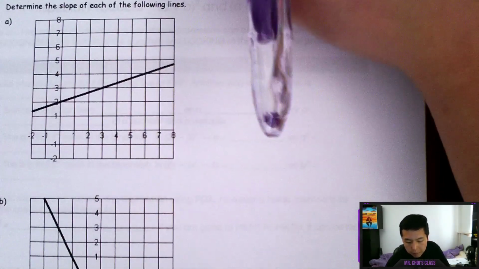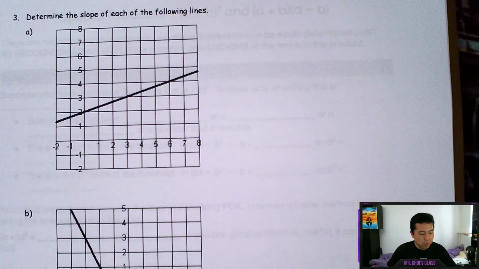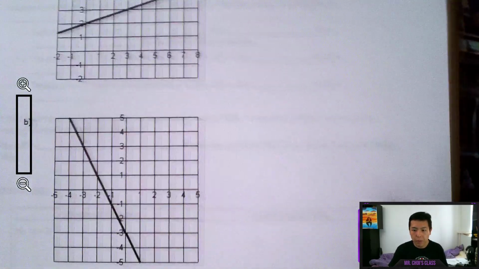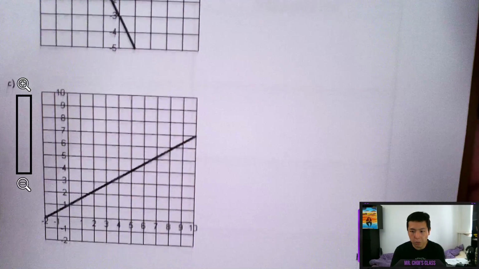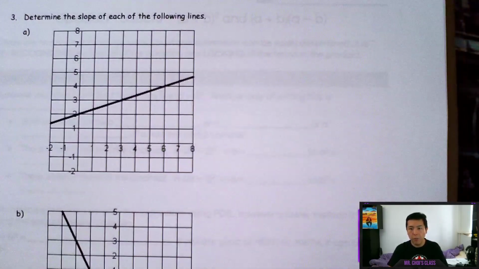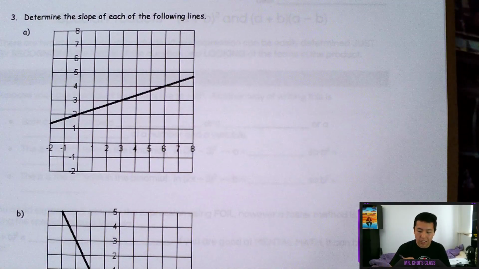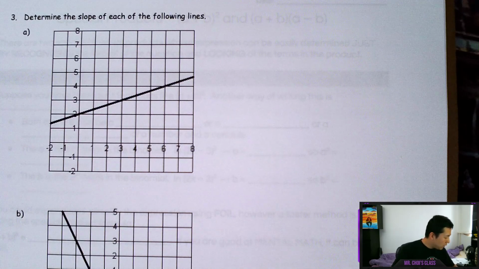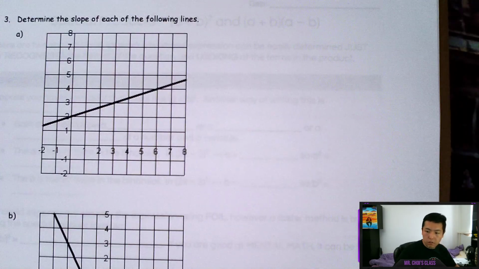So this is our last page for today. Okay? I'm going to give you 3 minutes once again to finish this whole page. Give me the slope for each of these 3 lines. Okay? 3 minutes. We'll take it up, and then that's our lesson for today. Okay? So you got 3 minutes. On your marks. Go.